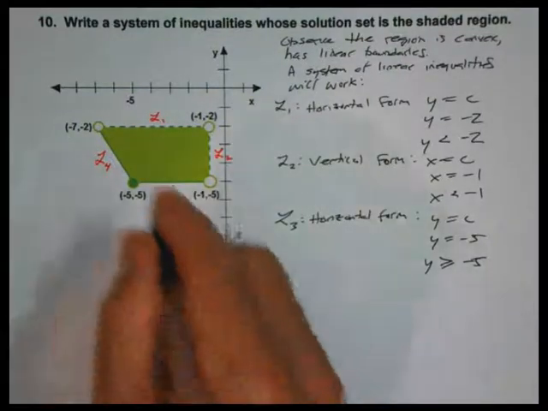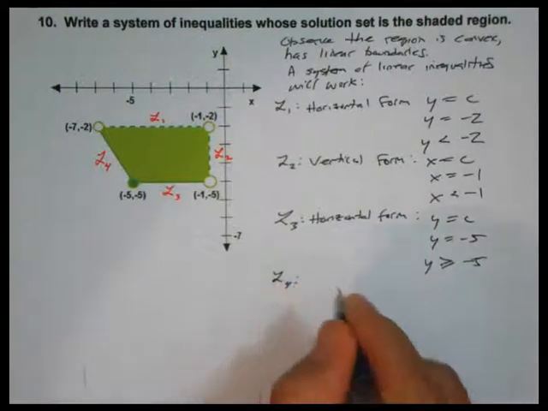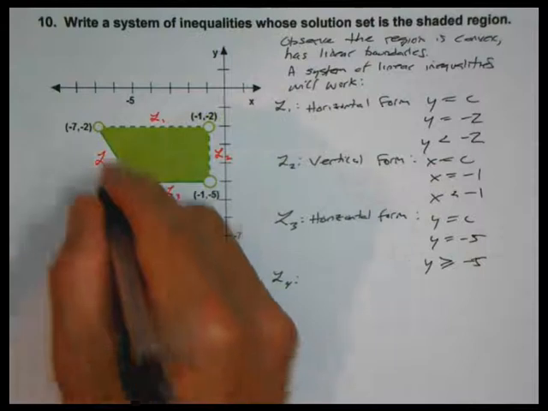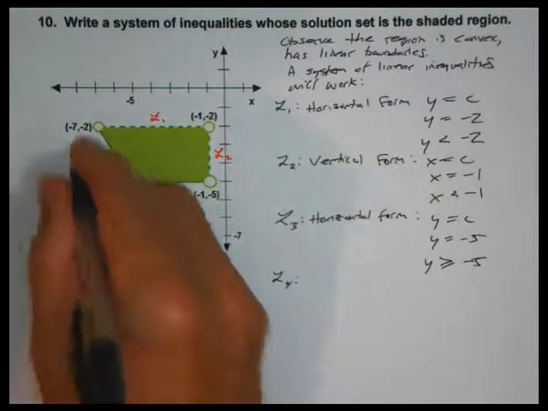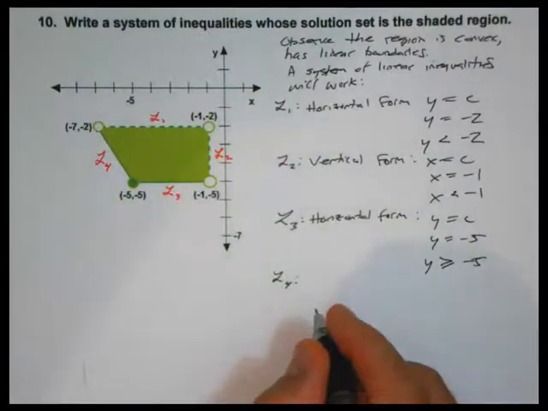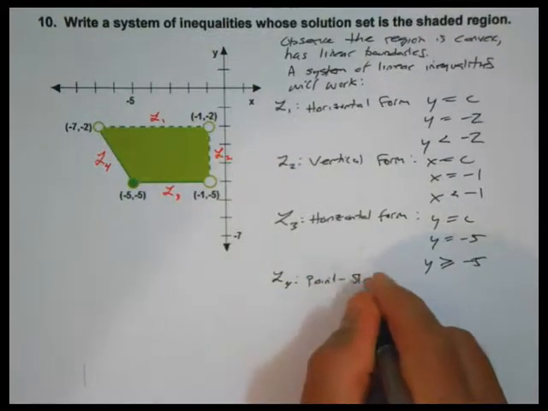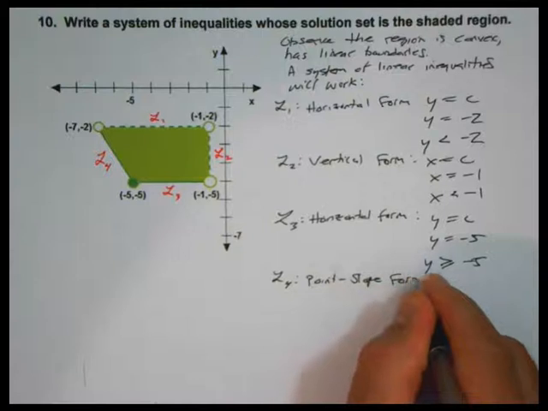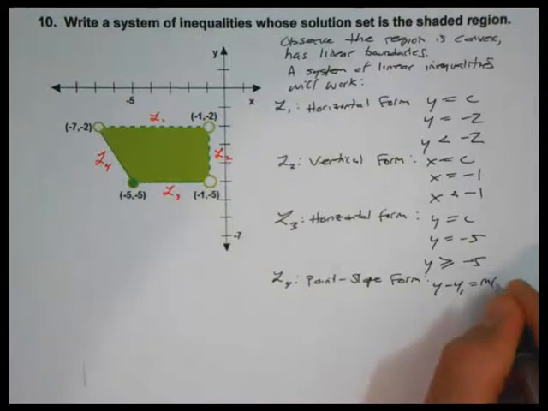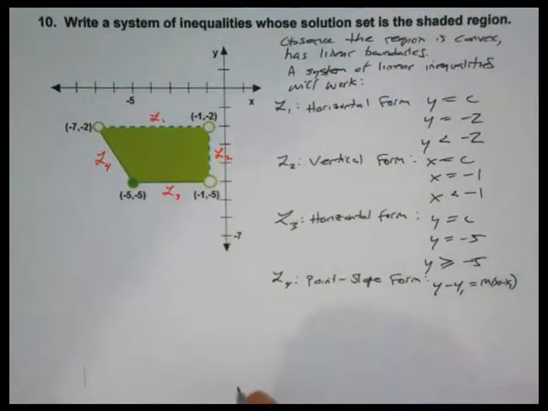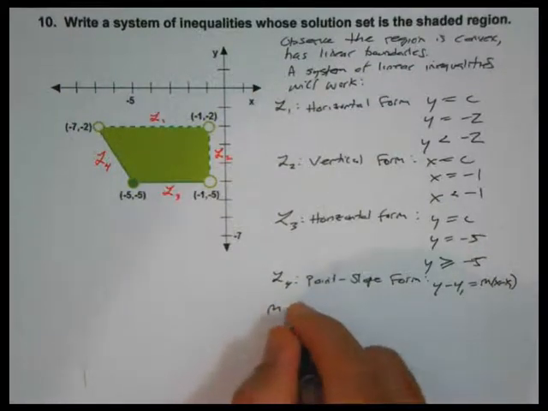Okay, let's go to L4, this boundary line. First, let's create its equation. Let's see, we have this sloped line. We have 2 points that are known to it. Alright, one of our choices would be to work off of point slope form. Okay, what's that? That's the y minus y1 equals m times x minus x1 form. So we need the slope m to fill out this form.